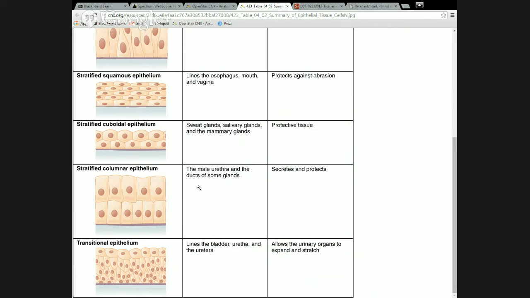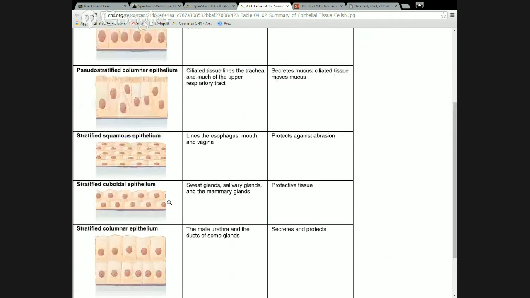It's not common enough to really worry about for the sake of this class, which is actually good, because if you're going to get confused by pseudostratified, if you're going to think it's something other than pseudostratified, all you can really confuse it with is stratified columnar.